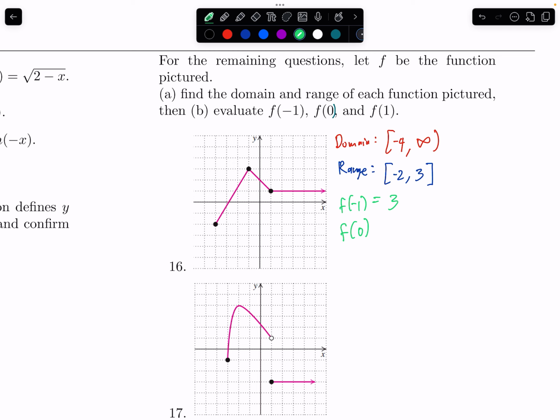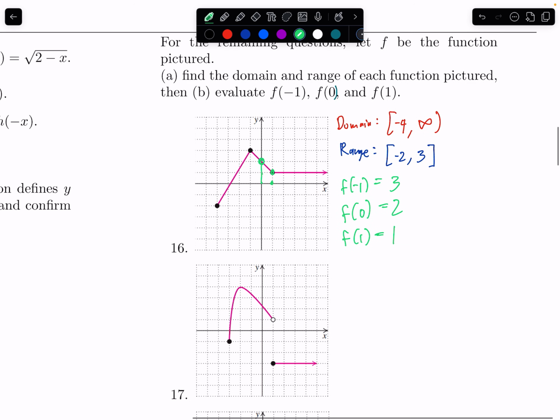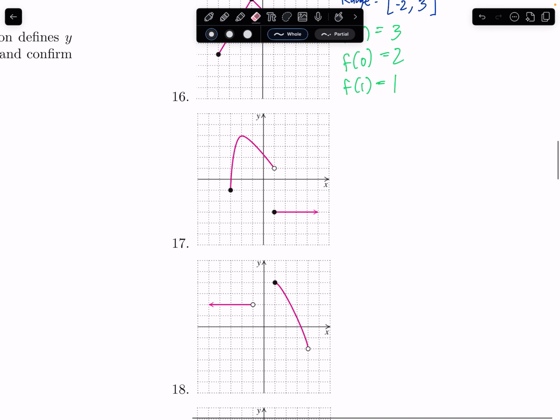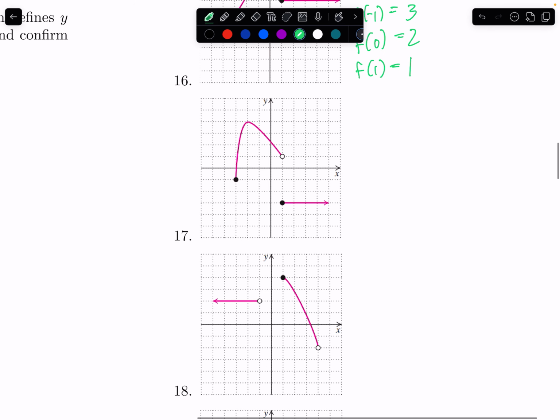What about f of 0? Okay, where am I at 0? Here's 0 for x. Looking at it, it's at this point right there. It's 2. And what about f of 1? Oh, here's a 1. At that point, I'm at 1. So it was 1. That's it. Done. Okay, I don't really care for that color, so I'm not going to use that next time. Okay, number 16. Same question.